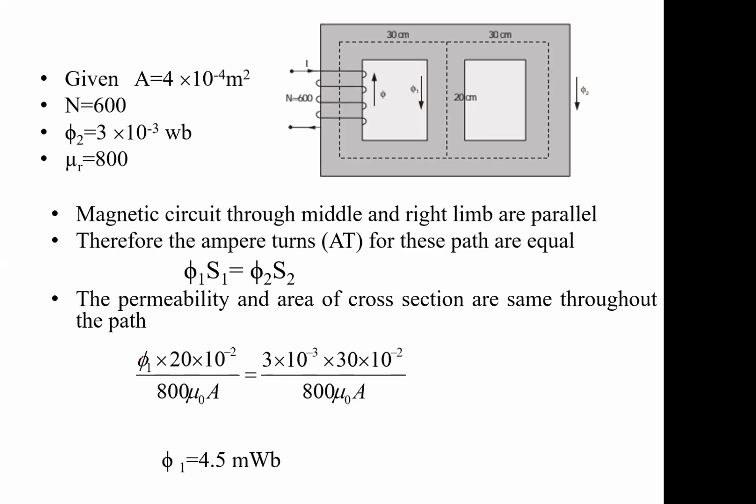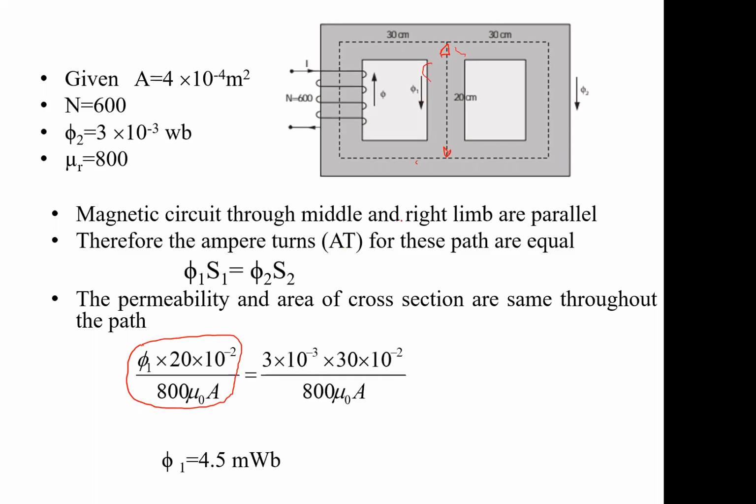How did you get this phi1 S1? What are the values? Phi1 is unknown. S1 is L1 by mu1 A1. How did you get L1? So it is the length of the middle path, sir. It is given in the question, 20 centimeter. This is L1. Okay. And then denominator? Mu1 A1. Mu1 is mu0 mu r.